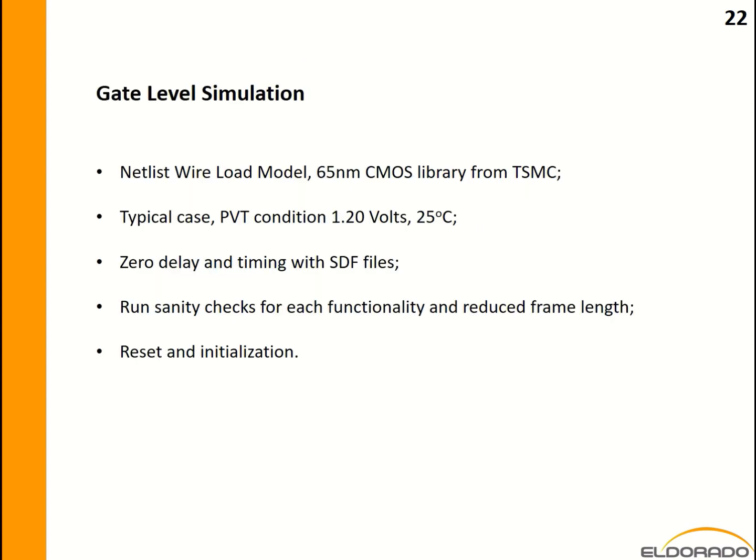Although some of the RTL of the MRFSK is being modified and improved, the gate level simulation will be performed after a final release of the synthesized RTL. The netlist that will be used is a wire load model using a CMOS library in 65 nanometers from TSMC. The netlist used for gate level simulation is for the typical case and the PVT conditions of 1.20 volts and 55 Celsius. As the gate level simulation takes a long time, there is no need to run regression tests, considering that exhaustive tests were previously run. Then, just initialization and reset tests, sanity checks for each functionality, and reduced frame length will be executed.